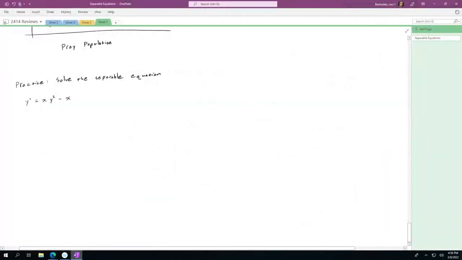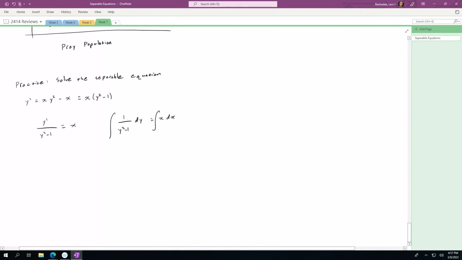All right, let's go over this problem. So first off, on the right-hand side, we're going to factor out an x. And now we can clearly see that this is in fact separable. So now we have y prime over y squared minus 1 is equal to simply x. Now that gives us the equation that 1 over y squared minus 1 dy is equal to x dx.